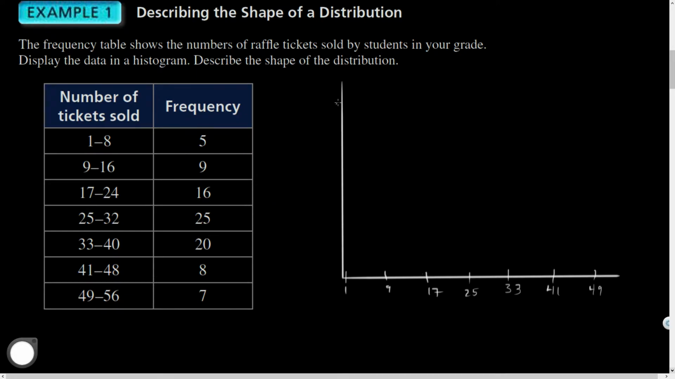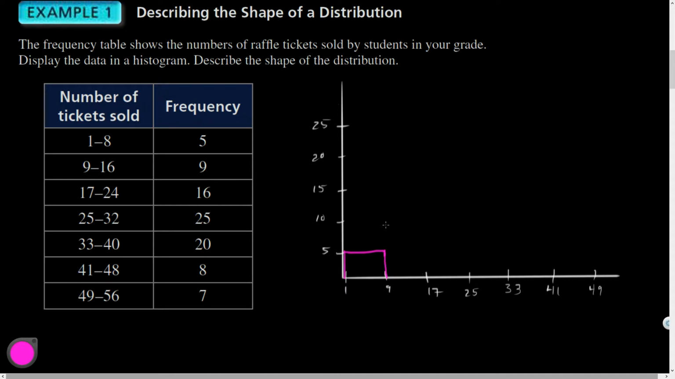So I need to go up at least as high as 25. I'm going to count by 5s, tell you what. Let's see, 5, 10, 15, 20, and 25. And now I'm going to make a beautiful histogram, friends. So for my bar between 1 and 8, up to the edge of 9, I've got 5. So this bar is going to be this high, and it's going to be that wide.